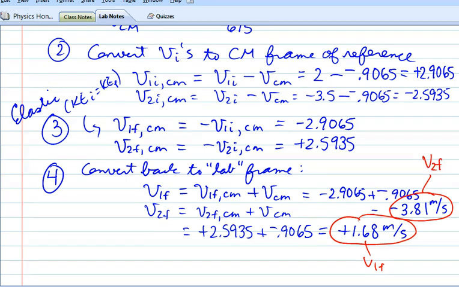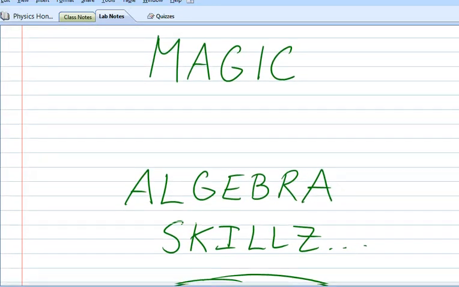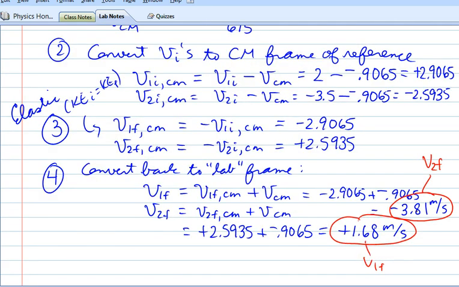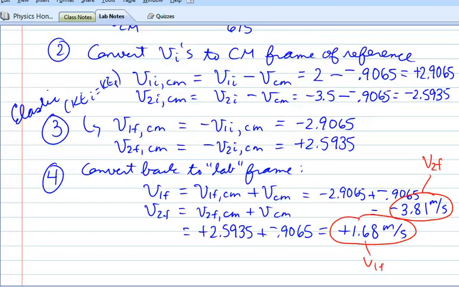And let's see, conservation of momentum in one dimension elastic. Hey, remember this video? Magic algebra skills and all that? Okay, so we have 1.69, which is basically the same as 1.68, and then we have negative 3.81, negative 3.82, close enough, and there you have it. Now my explanation took about 6 minutes, but really you can distill this down to a very quick process. And so this is just a little extra added bonus for how to do center of mass, frame of reference, elastic collision problems.